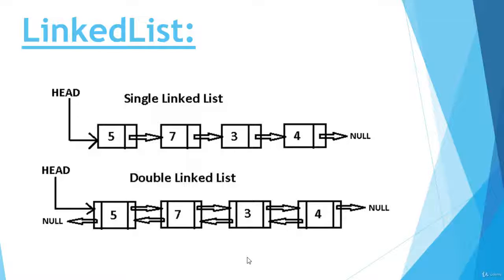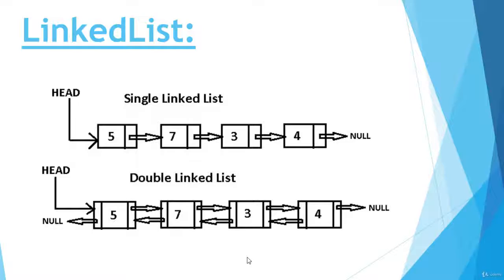In a single linked list, each node contains two parts, the data part and the address part. In the data part, we store our data. The address part contains the address of the next node. After that, the second node contains the data and the address of the next node. And this continues, and at the last node, in the address part, we have null.